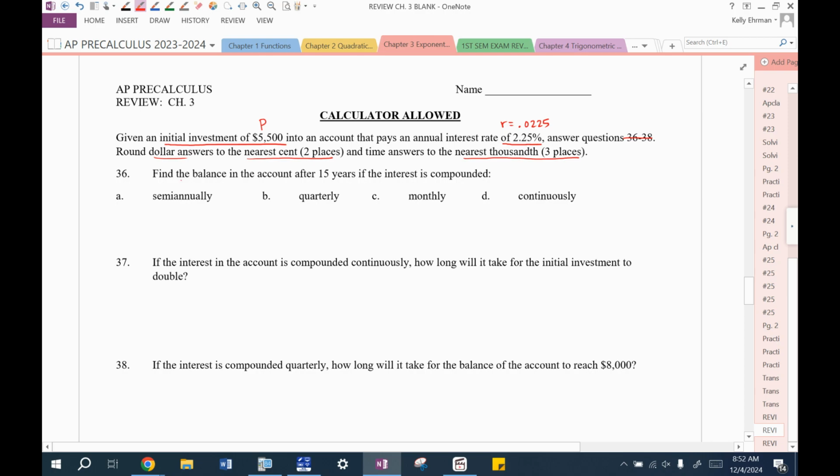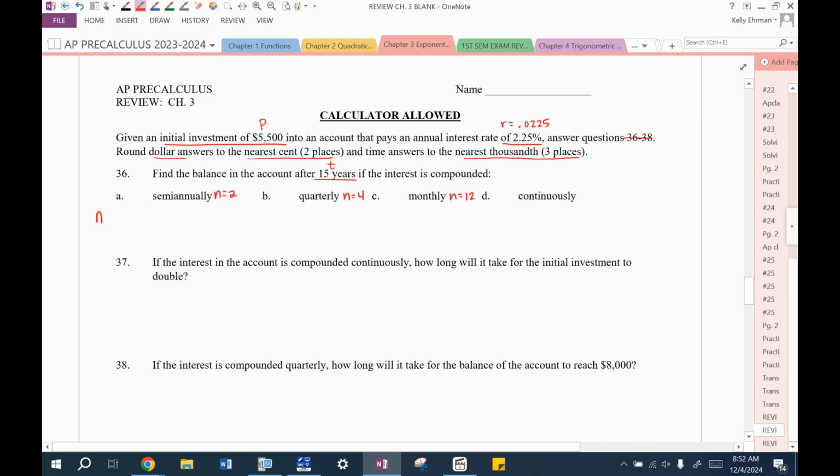So this problem says find the balance in the account after 15 years, so that's t. If the interest is compounded semi-annually, that's when n equals 2. Quarterly, that's 4 times a year. Monthly is 12 times a year. Continuously is the PERT formula.